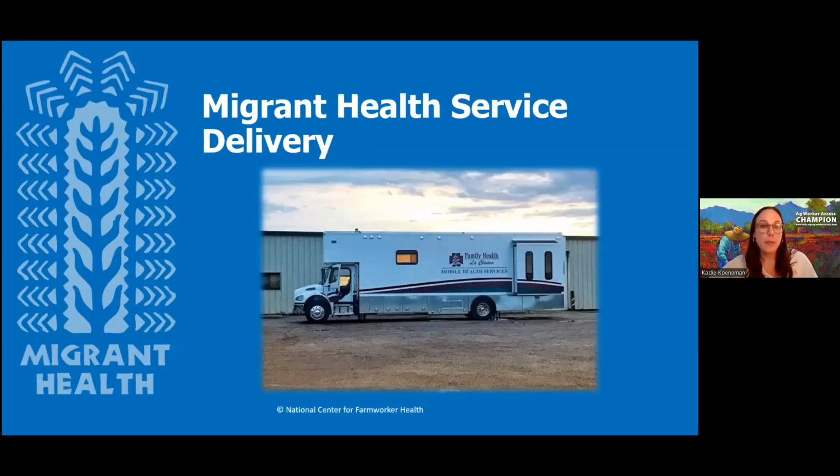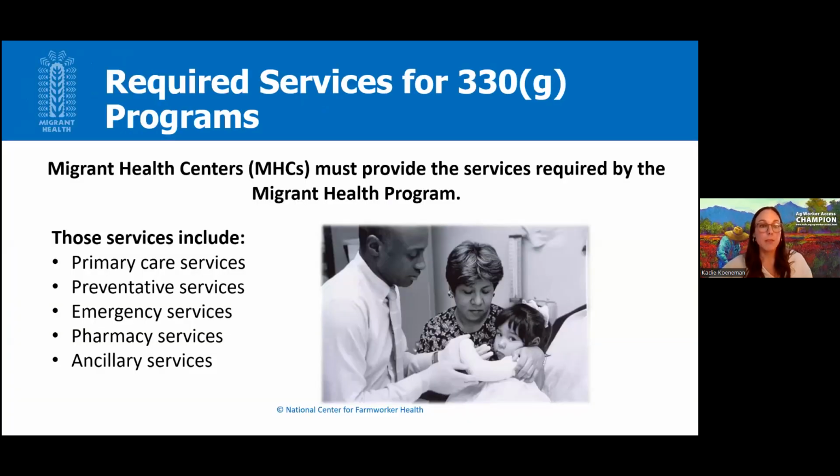So now we're going to talk about the Migrant Health Program and service delivery. How are all these health services delivered to the agricultural worker population? Migrant health centers must provide services required by the Migrant Health Program. Grantees receive federal funding from the Public Health Service Act, Section 330, to provide services for people in the community, specifically for migratory and seasonal agricultural workers.